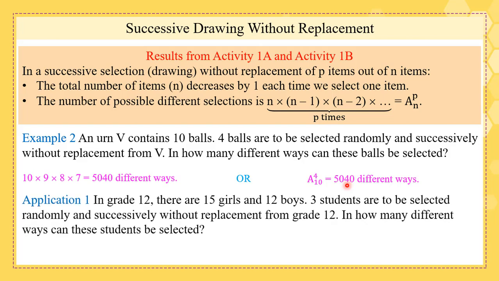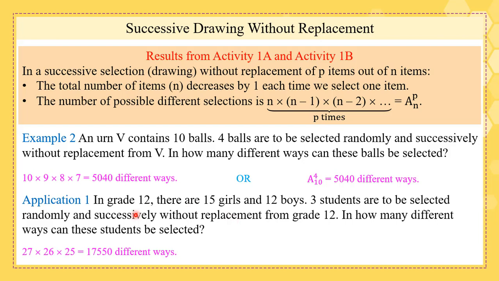Let's take an application. In grade 12, we have 15 girls and 12 boys. So the total is 27 students. 3 students are to be selected randomly and successively without replacement from grade 12, and the question is to find the number of different ways of choosing these students. Try to do it alone.